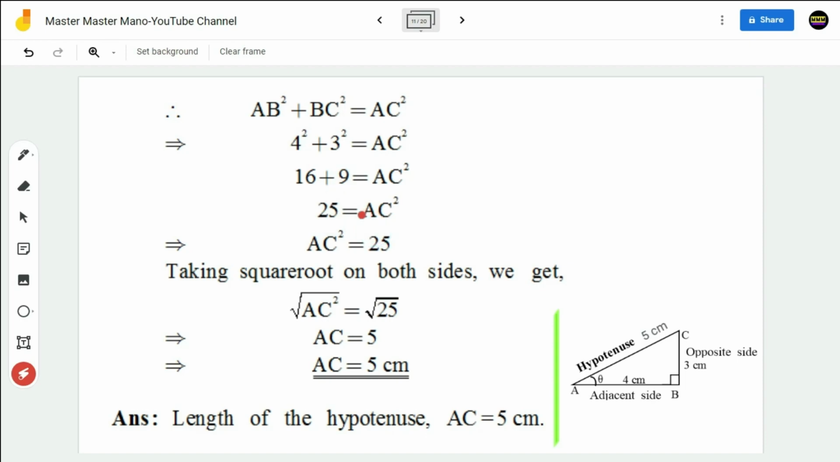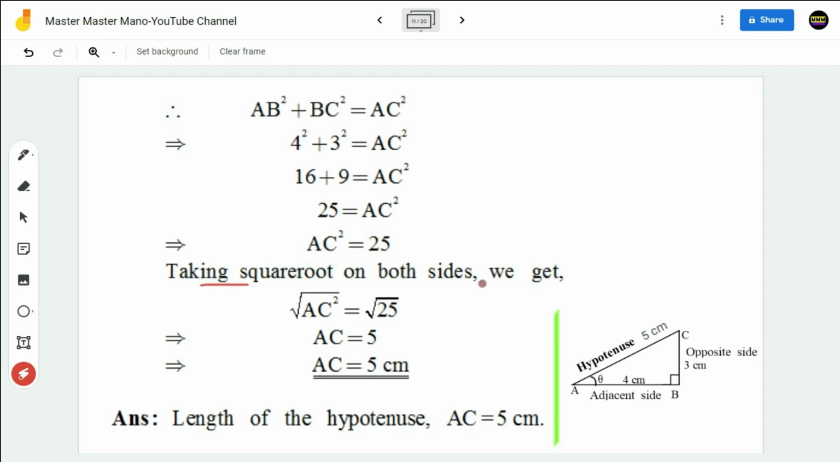Now this AC square on the right hand side is brought to the left hand side, and 25, which is written on the left hand side, is brought to the right hand side. Here there will be no change in sign because the whole thing on the right hand side is brought to the left hand side and the whole thing on the left hand side is brought to the right hand side. Hence we have AC square equal to 25.